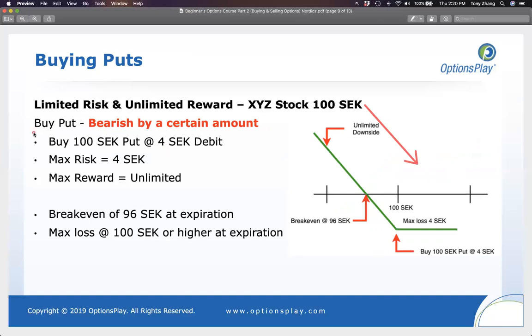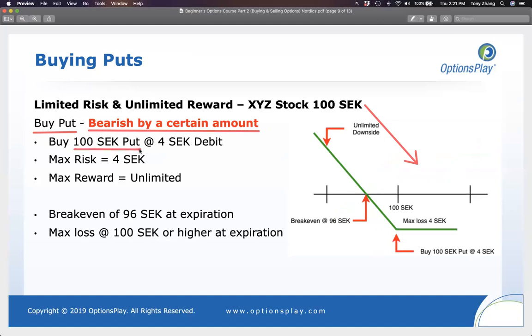The first strategy you learn as an options trader is buying a put option, which is bearish. But what I want to clarify for everyone is that it's not truly just a bearish strategy. It's bearish by a certain amount. And that certain amount is dictated by how much money you pay for your put option.